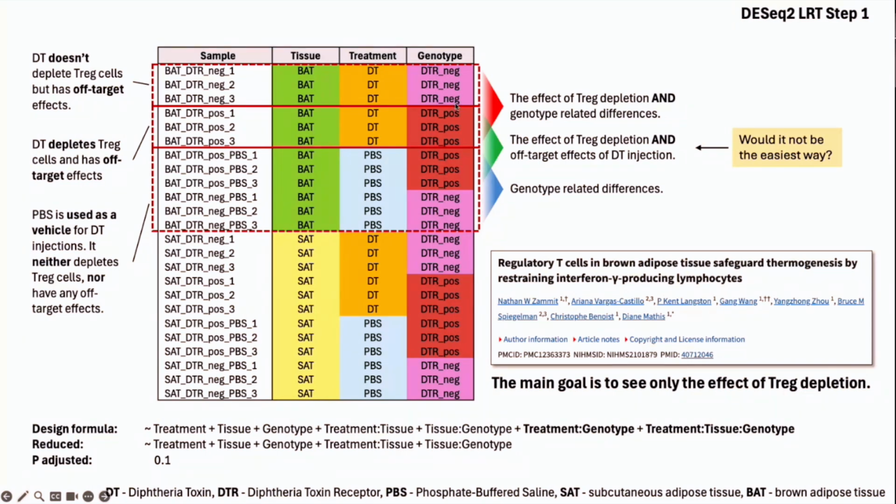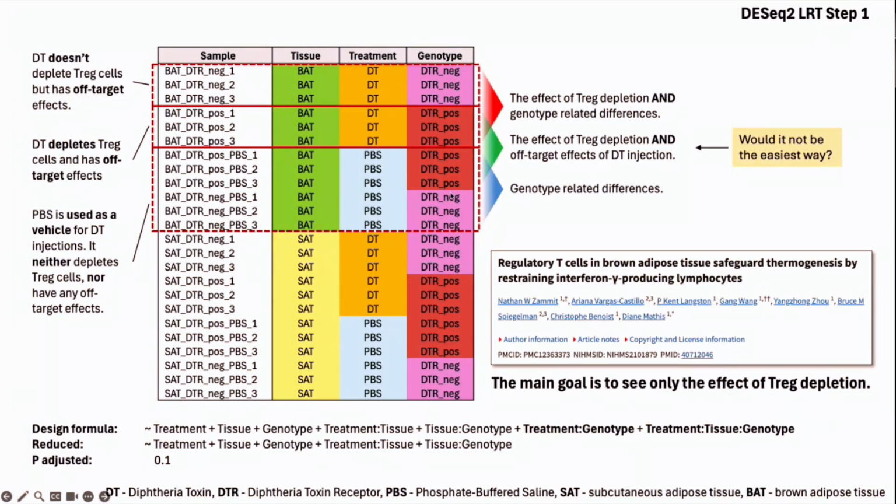So as I mentioned, we have two genotypes. Each of them was injected with this DT, and for DTR negative, it doesn't result in Treg depletion, but it gives some off-target effect of this toxin. For DTR positive, it depletes Treg cells and also has off-target effect. And for the samples where they just injected PBS, it neither depletes Treg cells nor has any off-target effects, but they injected it into two different genotypes.